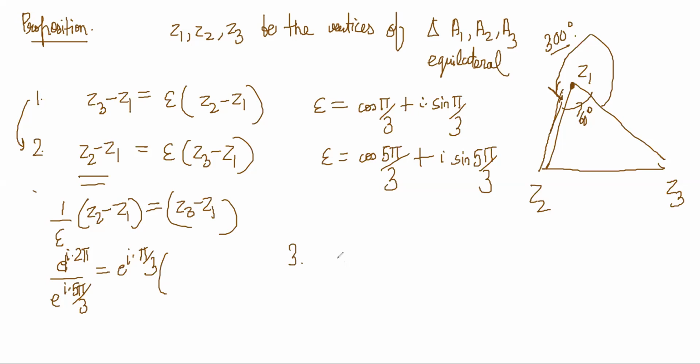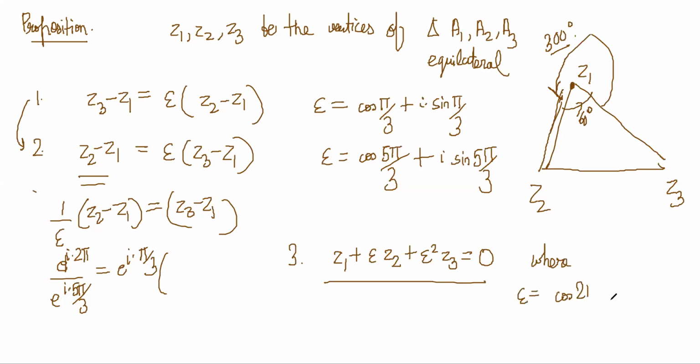Third thing is you can always write Z1 plus epsilon Z2 plus epsilon square Z3 is equal to 0, where epsilon is equal to cos 2 pi by 3 plus i sine 2 pi by 3. Now what is special about this epsilon? This is a cube root of unity, sometimes written as w. This is e power i 2 pi by 3, no? If you cube it, it is 1, no? Epsilon cube is 1, okay?